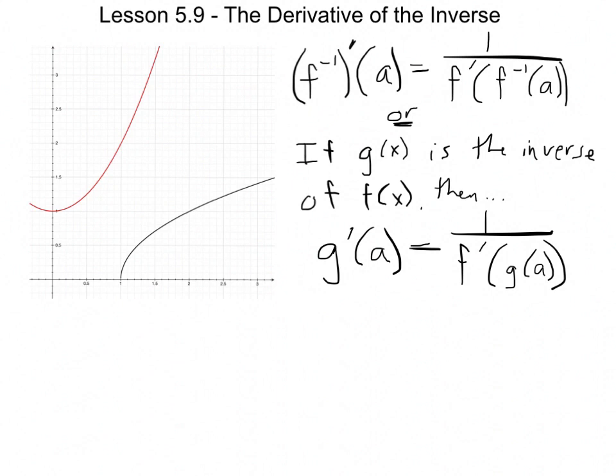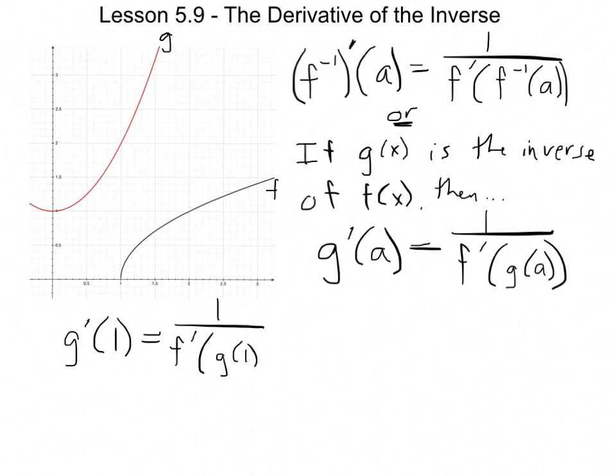Let's say we wanted to know, and I'm going to use this graph here. I'm going to call this the original function f, and this one is the inverse, which I'm going to call g. Let's say I asked you, what is g prime of 1? What's the derivative of the inverse at 1? According to the formula, it would be 1 over f prime of g of 1. I'm going to detail this in the next slide, but in short, the first step is, what is g of 1?